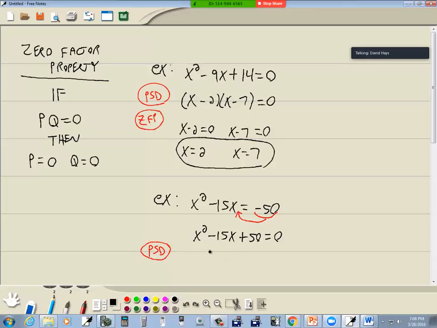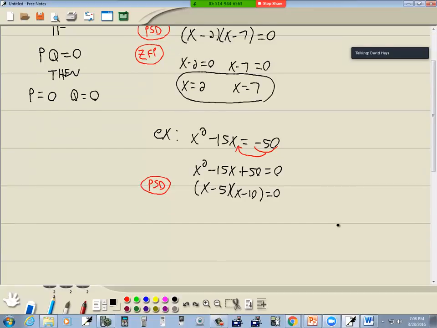And then this factors using the PSD. So it factors as x minus 5 times x minus 10 equals 0. Now the zero factor property says you get 0 on one side, you factor the other side, you set each factor equal to 0. So we got x minus 5 is equal to 0, and x minus 10 is equal to 0, which gives us x equals 5 and x equals 10.